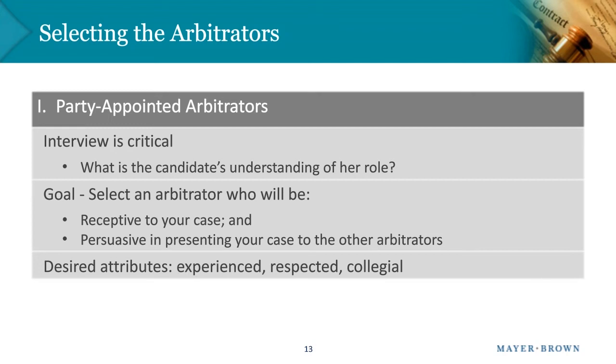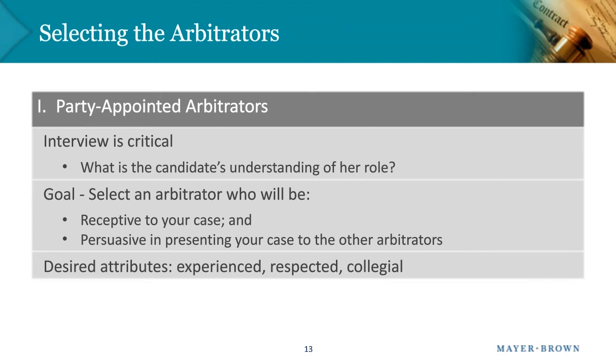One of the most important questions to ask during the interview is, what is the candidate's understanding of her role as a party-appointed arbitrator? Here, there are 2 broad possibilities. One, the candidate may see her role as being completely independent and neutral. The second is the candidate may see her role as ensuring that the positions of the party that appointed her are understood by the other arbitrators, but making clear that she is not predicting or guaranteeing that she will ultimately rule in favor of the party that appointed her. We always opt for this second candidate.